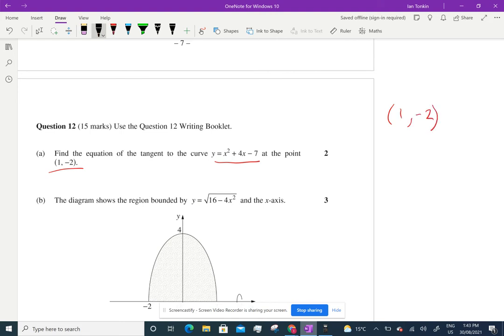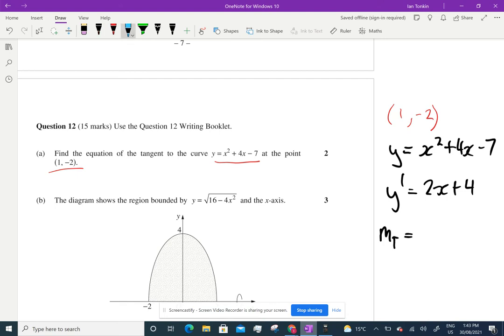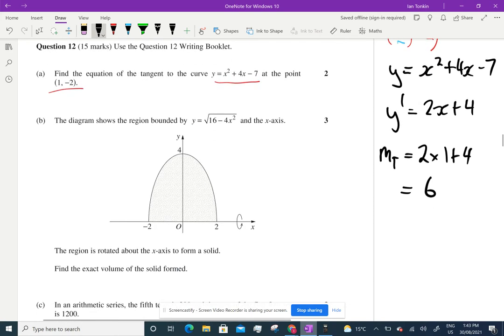So what do I do? I write the equation, y equals x squared plus 4x minus 7. I differentiate: y dash equals 2x plus 4. To find the gradient of the tangent, substitute in this x value. 2 times 1 plus 4 equals 6. So now I have a point, (1, -2), and a gradient of 6.